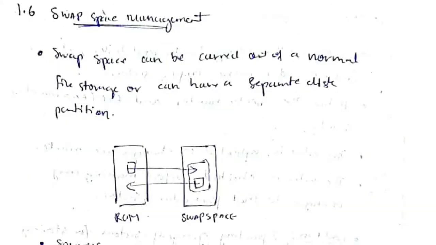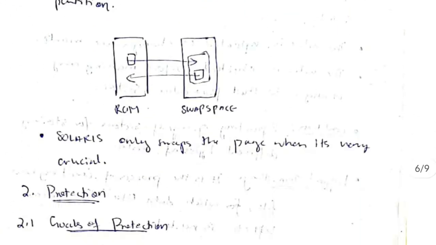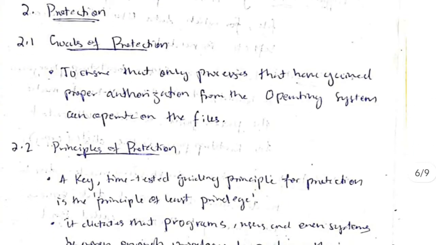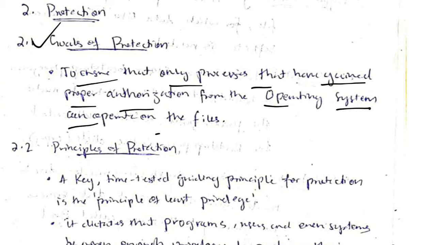Okay, and this marks the end of the first topic, which is storage management. Okay, the second topic is protection. So basically, what is protection? Protection means the data which is stored inside our system should not be accessed by an unauthorized process. Okay, so for that, the goal of protection is to ensure that only the processes that have gained the proper authorization from the operating system can operate on the files.